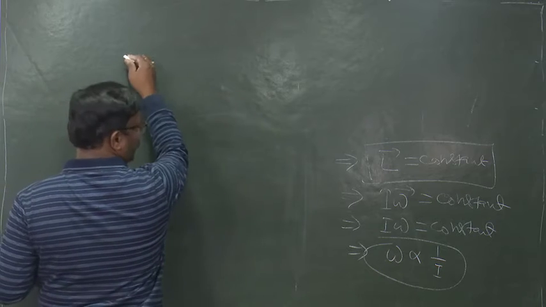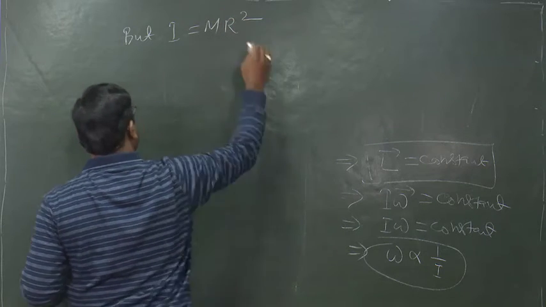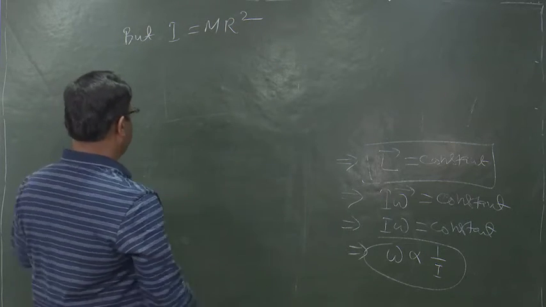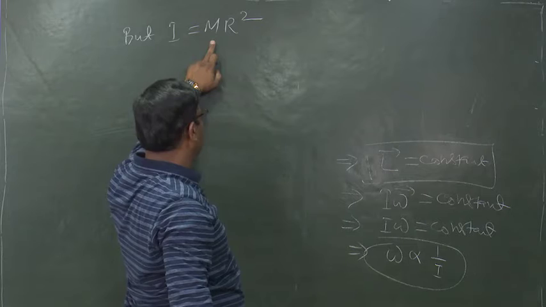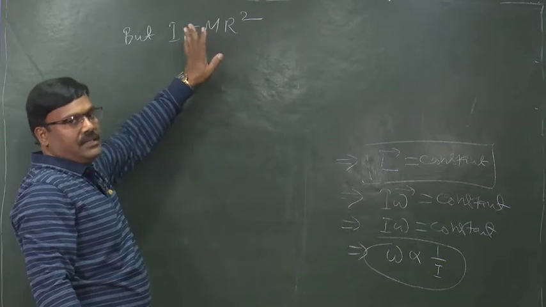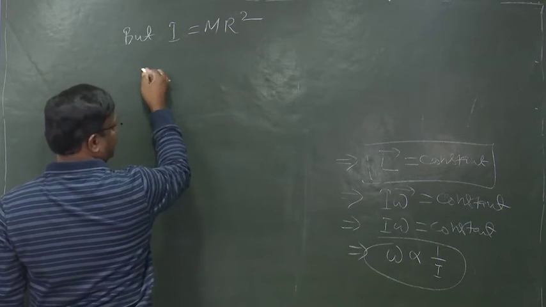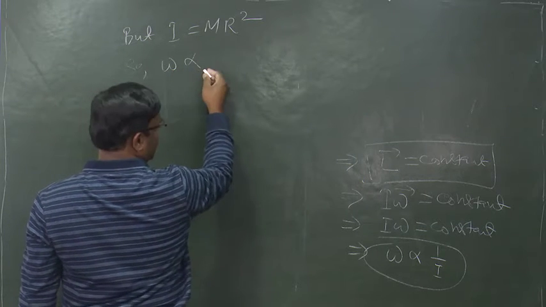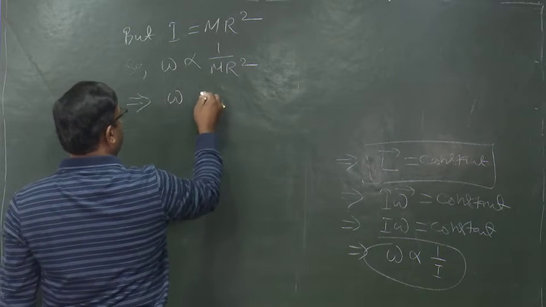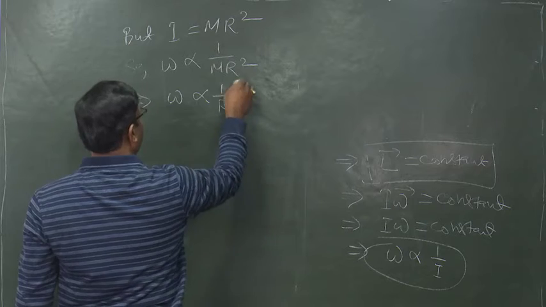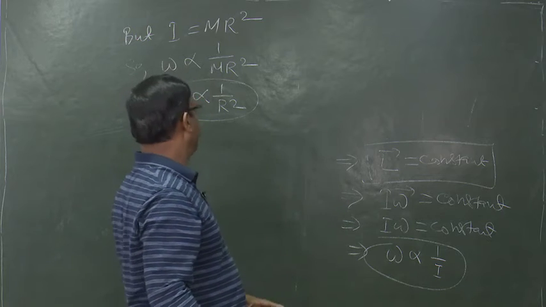But I is equal to m r square. That means the moment of inertia can be expressed as the product of the mass of the body and the square of the perpendicular distance from the axis of rotation, and hence omega will be proportional to 1 by m r square, which implies omega proportional to 1 by r square, because m represents the mass of the body which is constant.